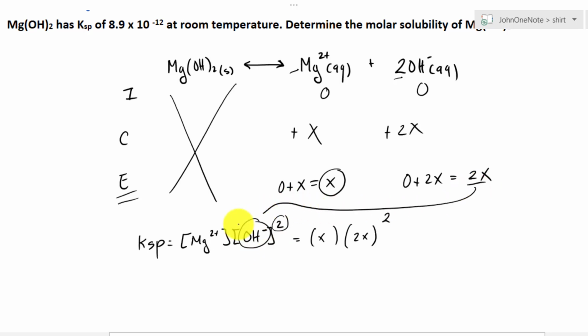So be careful with that. Now let's plug this in for your KSP, which is given to us as 8.9 times 10 to the negative 12, okay? So let's do the math over here first. 2x to the square, that is 4x squared, and we multiply that by x over here. What do we have? We would have 4x to the cube, okay? And then we just bring this down here, 8.9 times 10 to the negative 12.